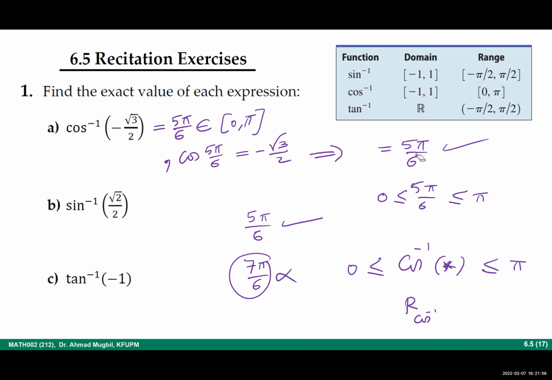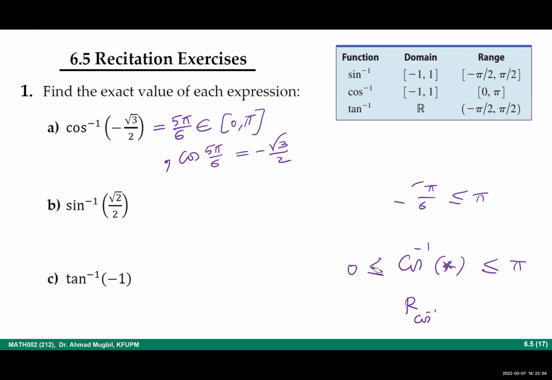Okay, let's solve the next one with the same concept. Sine inverse of square root of 2 over 2. You don't know what it is, call it theta for an instant. Now you need to have this theta between what and what? This is sine inverse, its output.